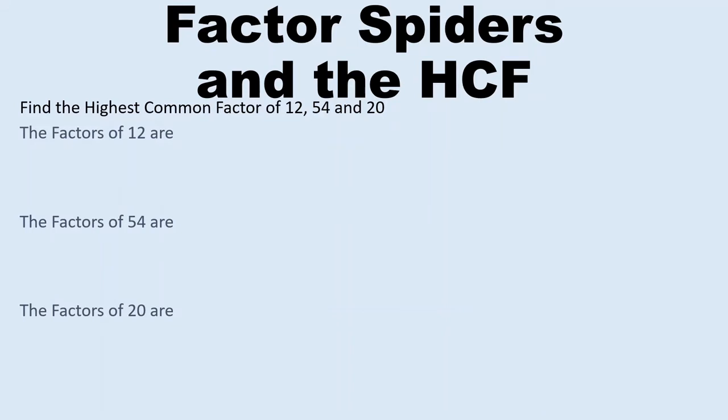Now, as I've said before, the factor trees are a higher level method of finding factors. So if you're struggling with that, don't worry about that too much right now. I'll keep showing you examples of it, and I hope that you'll start to understand a bit better. But let's start by using factor spiders again to find the highest common factor of 12, 54, and 20.